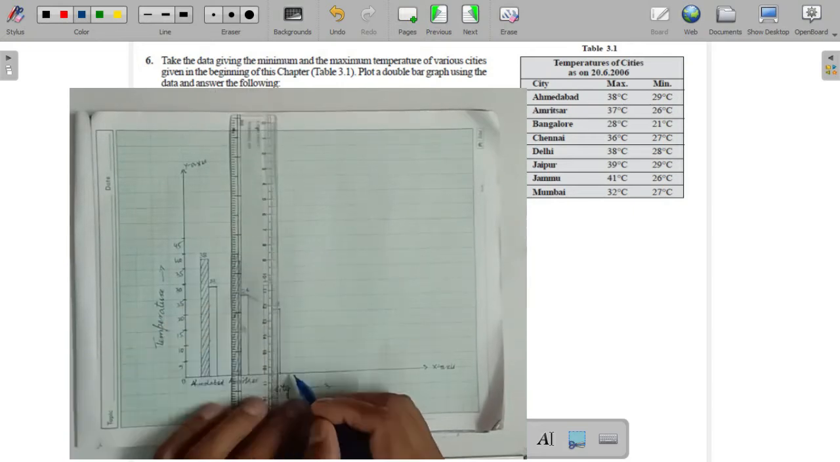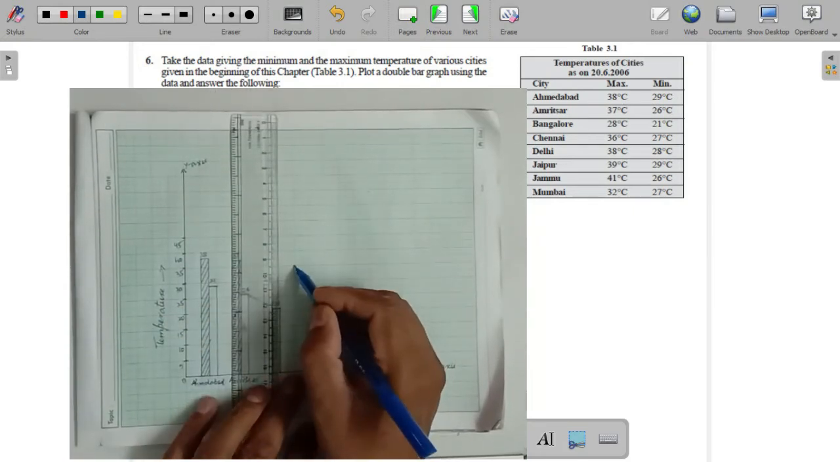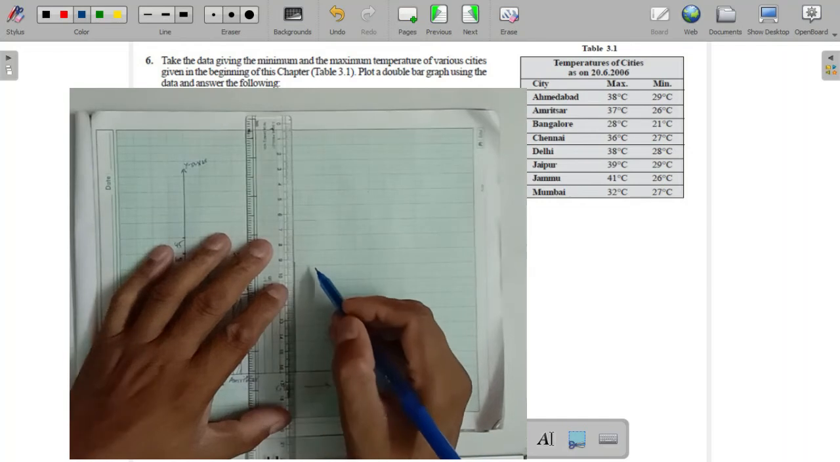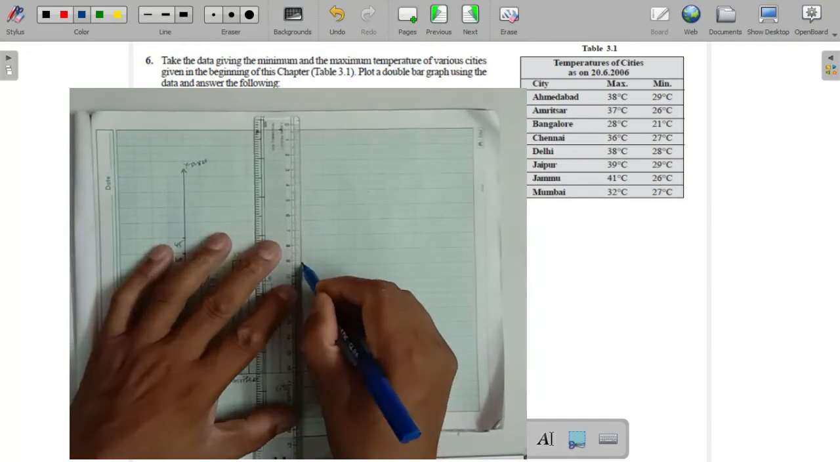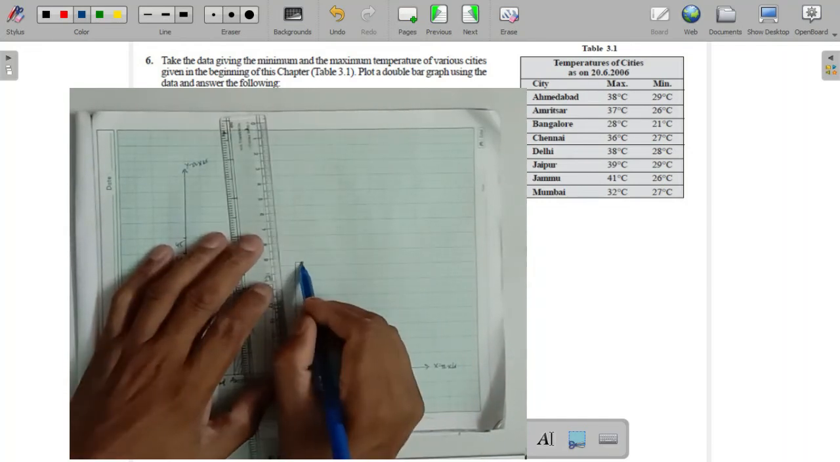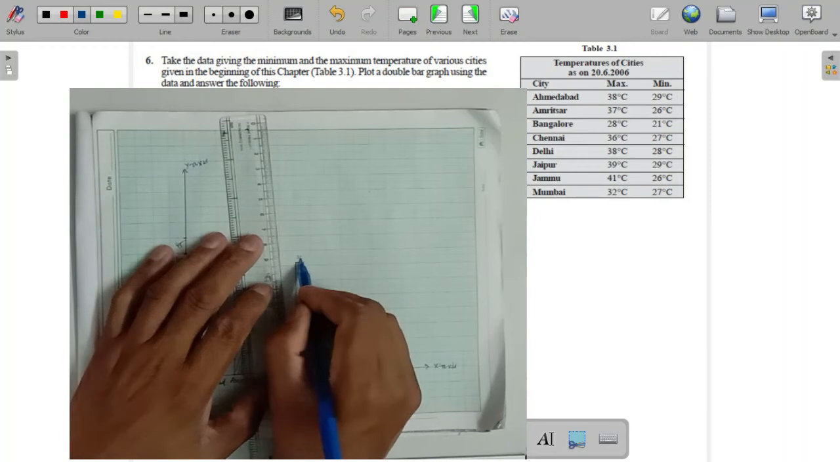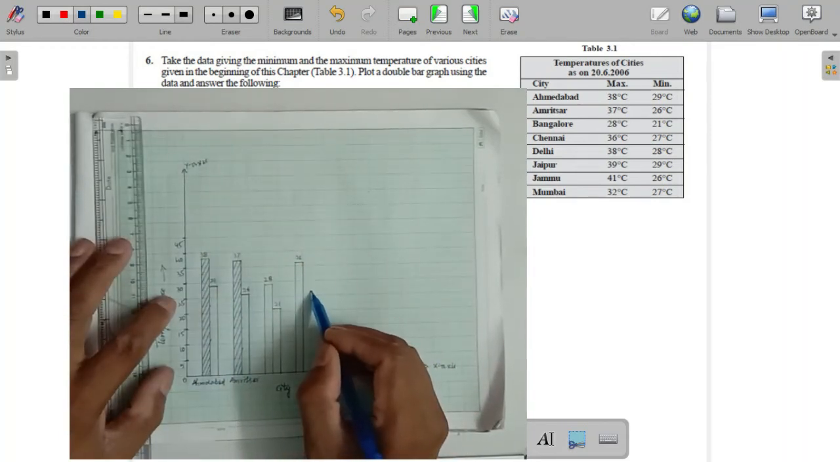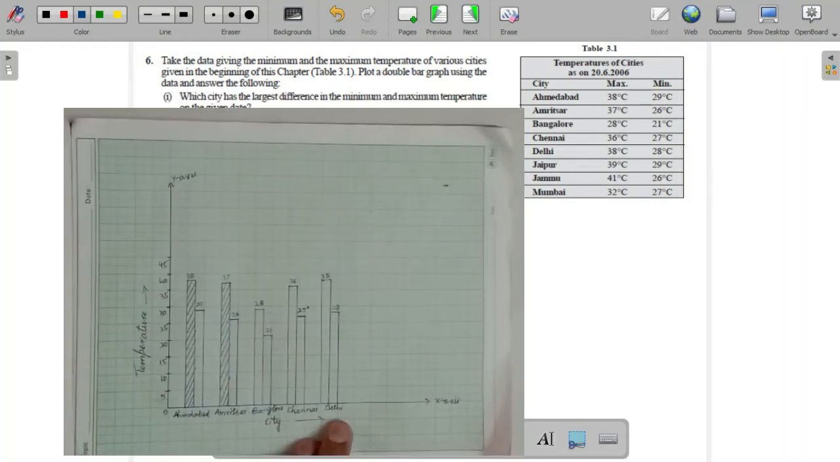Chennai is 36 degree. Where 36 will come after 35, take 2 small divisions. For 1 degree, you have to take 2 small divisions. Join this. This is 36. Then minimum temperature it is 27. 27 is after 25, you have to take 4th division. Similarly, for Jaipur, leave one box.